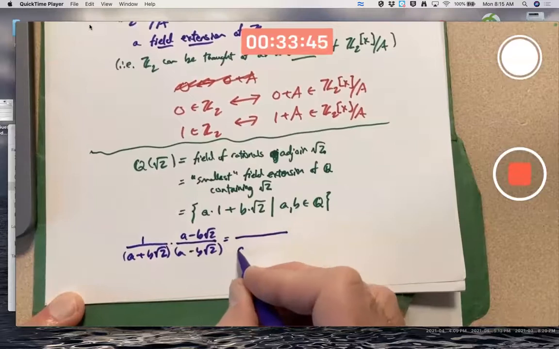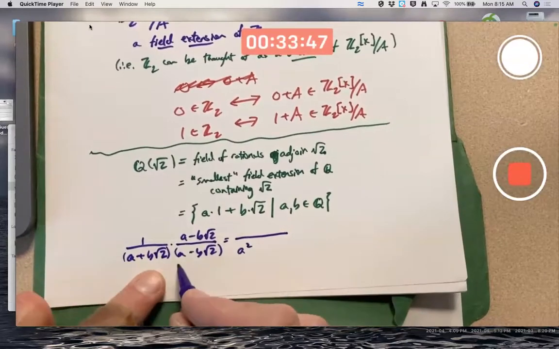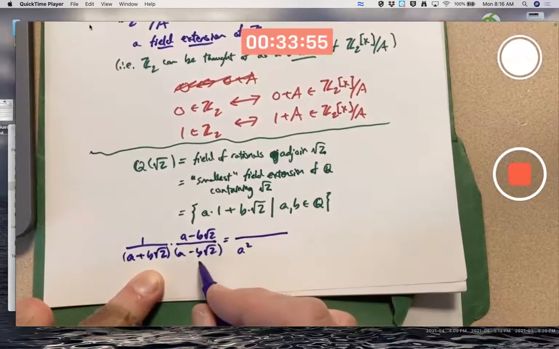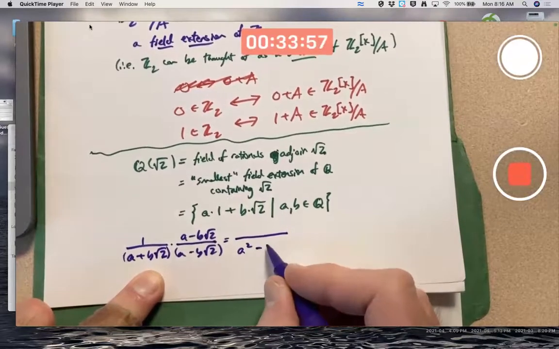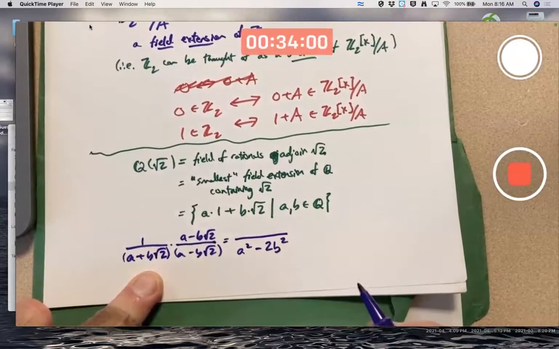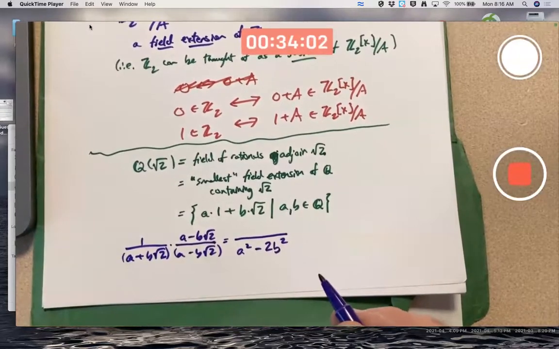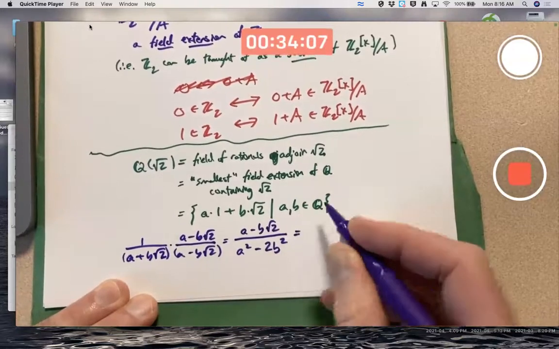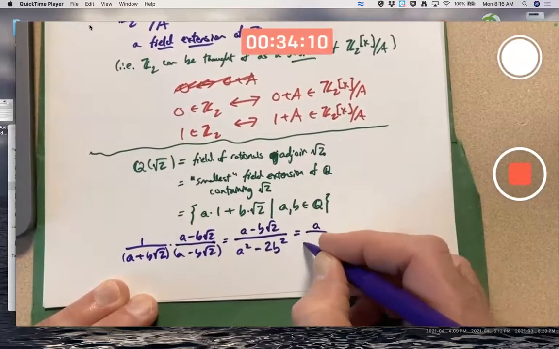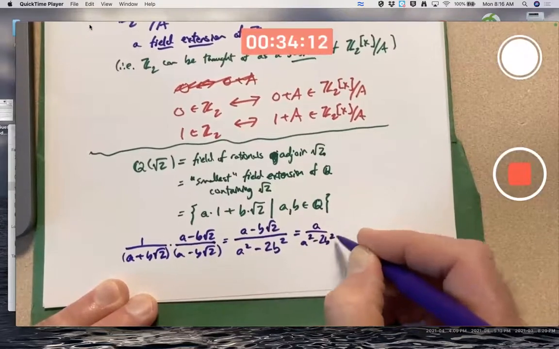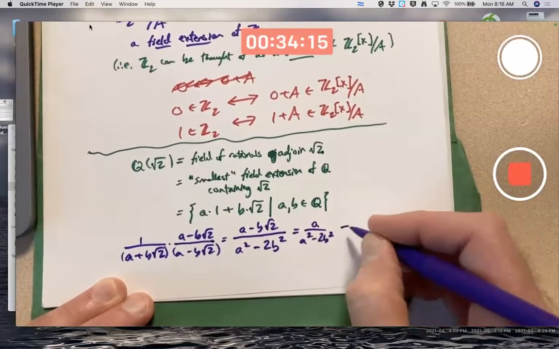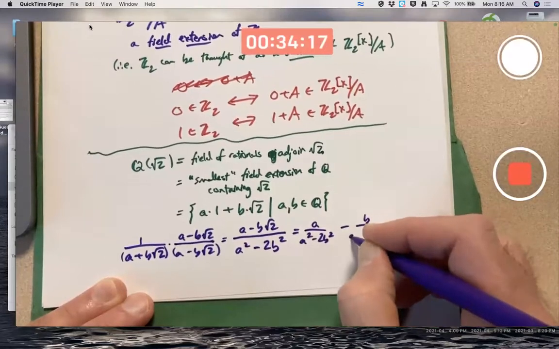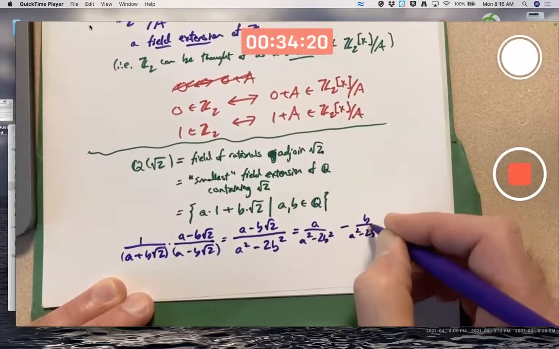First times first is a squared. Outside times outside and inside times inside cancel completely. And last times last is negative b squared times 2, or minus 2b squared. And the top is just a minus b root 2. And this can be rewritten as a over a squared minus 2b squared, minus b over a squared minus 2b squared times root 2.